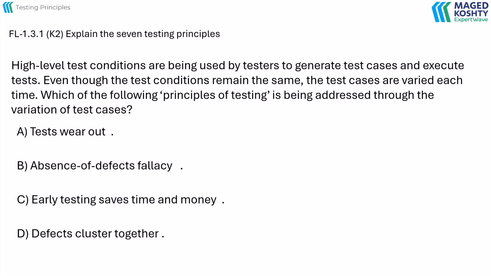The last question related to the 7 principles of testing is: testers use high-level test conditions to generate test cases and execute tests. Even though the test conditions remain the same, the test cases are varied each time. Which of the following principles of testing is being addressed through the variation of test cases? This is a little tricky question.